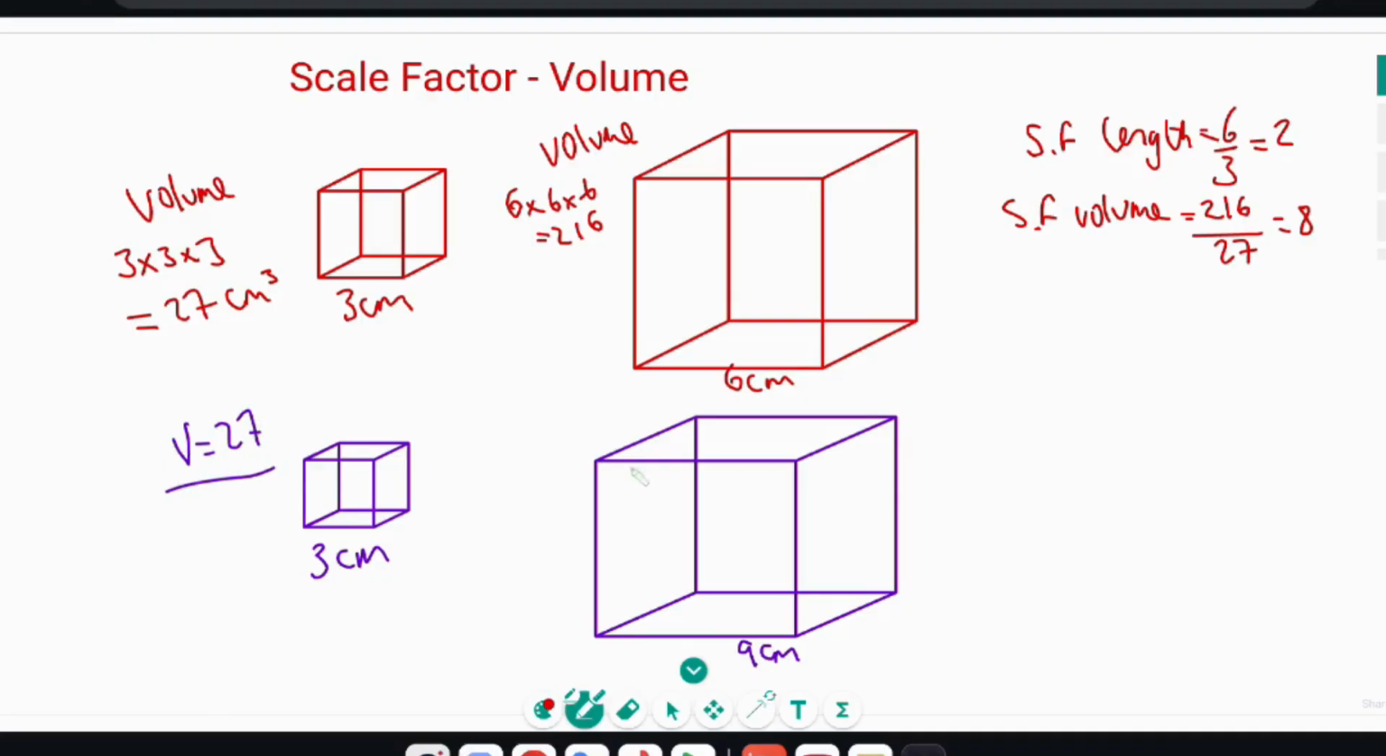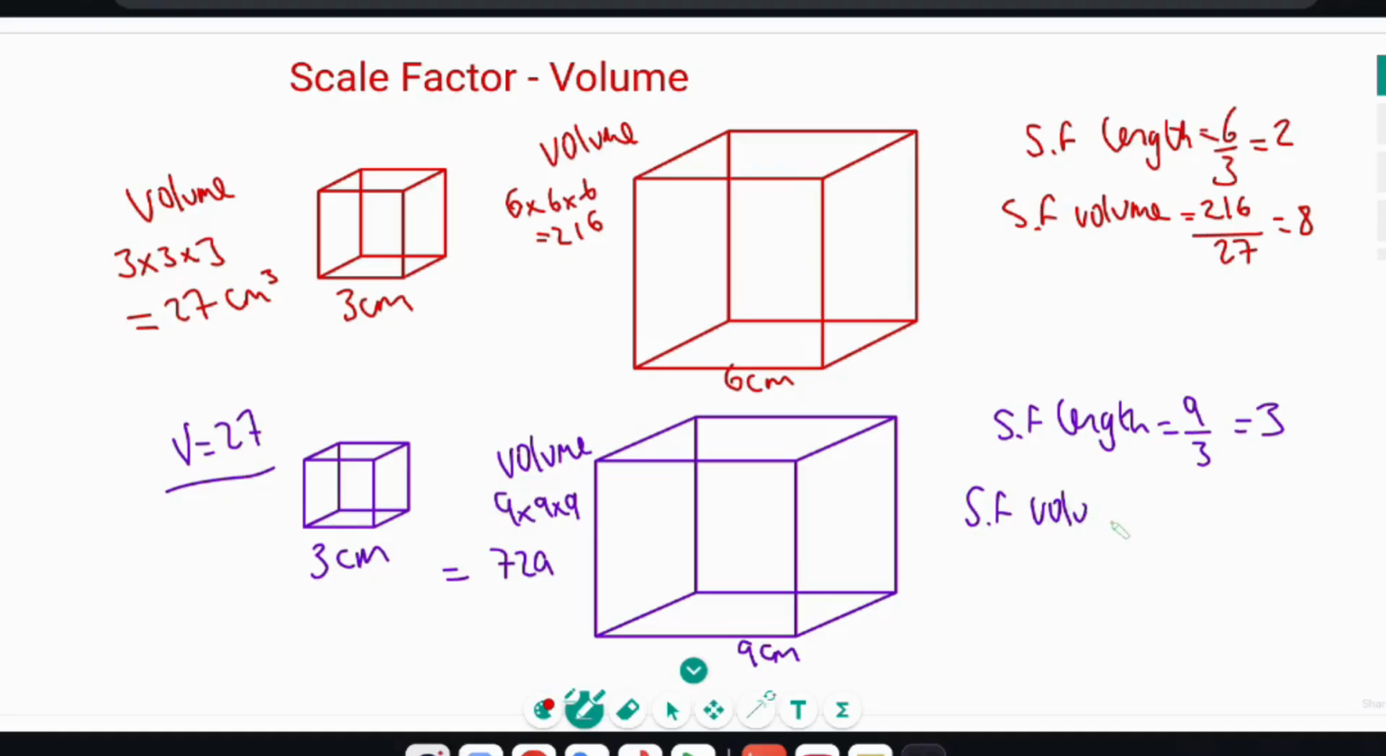Okay, let's have a look at my purple cube. So we already know the volume is 27. What's the scale factor for length? 9 divided by 3, which is 3. What's the volume of the larger cube? 9 times 9 times 9, 729. Okay, what's my scale factor for volume then? 729 divided by 27.